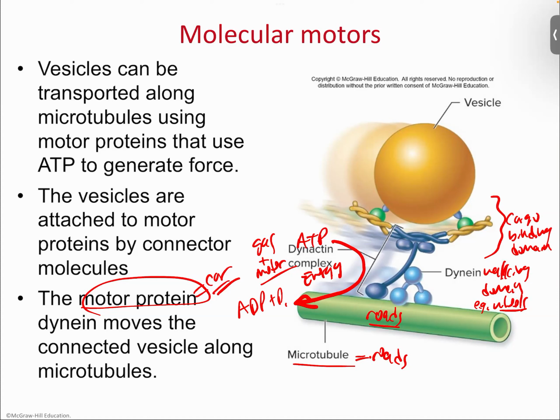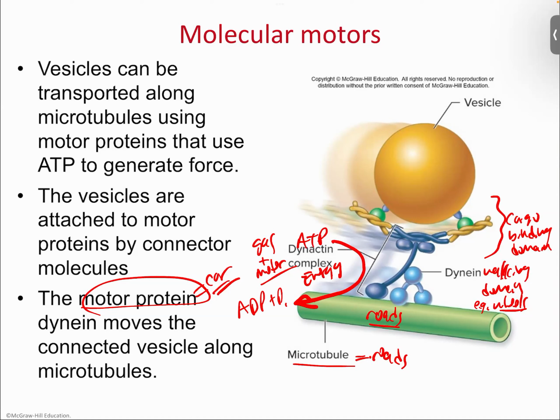The cabin, right? It's where you sit. That's your cargo binding domain. So just the same thing. Motor proteins have all the same things that your car has. It has a walking domain, wheels to contact the road so it can move along the road, which is the microtubule. It has a motor domain that requires energy, right?